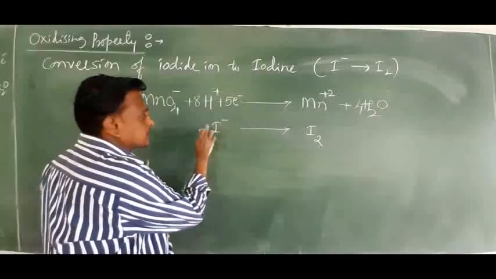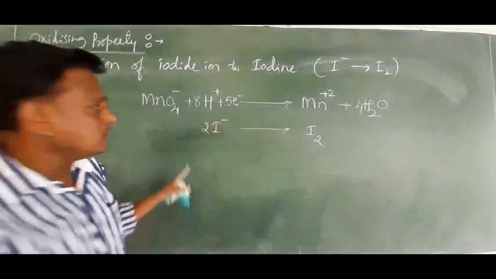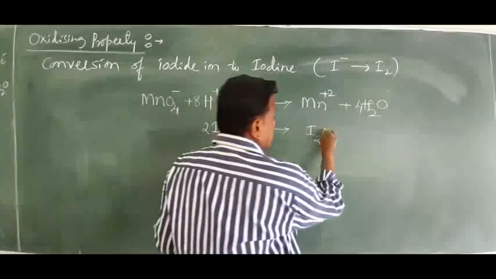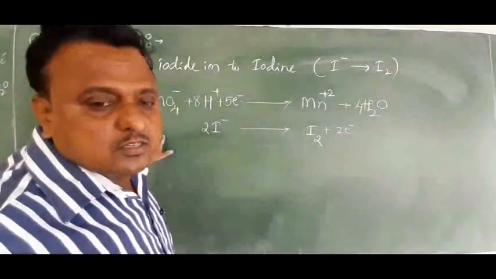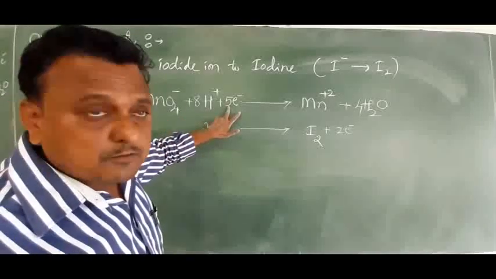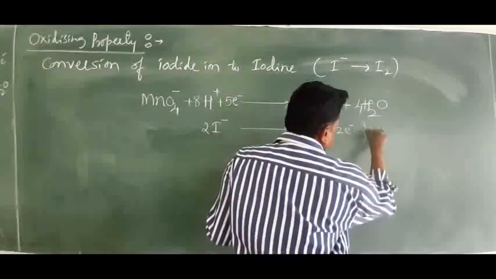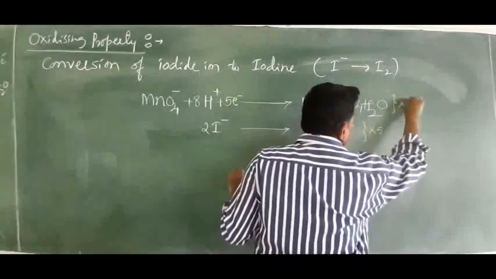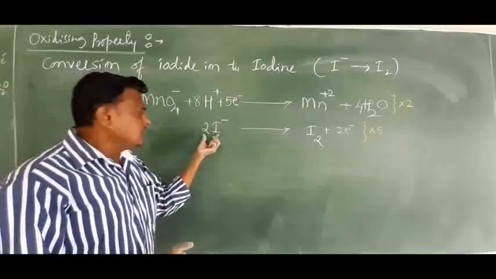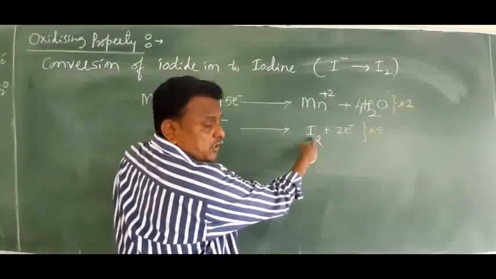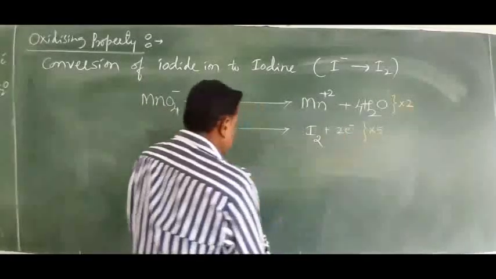Very simply, it requires a 2, since 2 iodide ions are easy to convert into iodine. Now it is balanced with electrons. You can easily balance this 2 electron concept. But here 5 is an odd number and 2 is an even number, so you can easily balance with the cross multiply. This reaction is multiplied by 5 and this reaction is multiplied by 2, with the cancellation of these electrons. The reaction is simple: iodide ion is converted into iodine. So 2 iodide ions are converted into iodine with a change of 2 electrons.